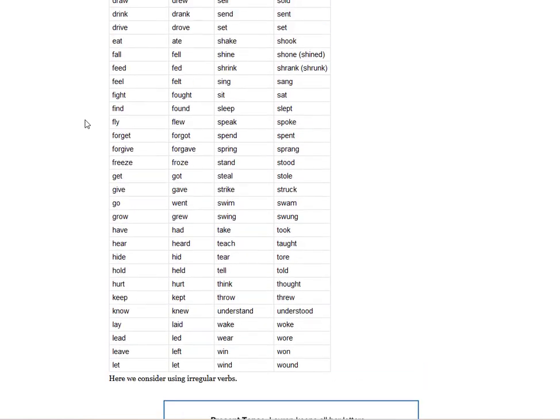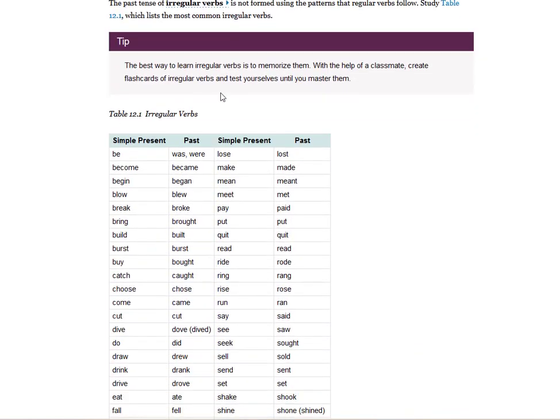And what makes these irregular is that you cannot form the past tense simply by adding ed. So whenever you have a verb that cannot form the past tense simply by adding ed, then it's an irregular verb. Whenever you have a verb where you can form the past tense by adding ed, that's a regular verb.